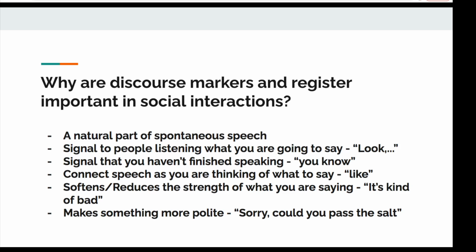So, discourse markers are very, very useful. They are vital to spontaneous speech. They are used in writing as well, but they are especially common in speaking because it tends to be more spontaneous, more unplanned than writing.